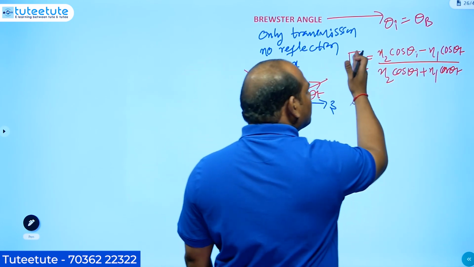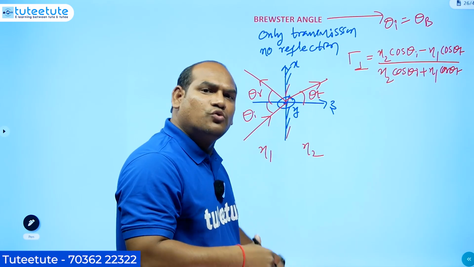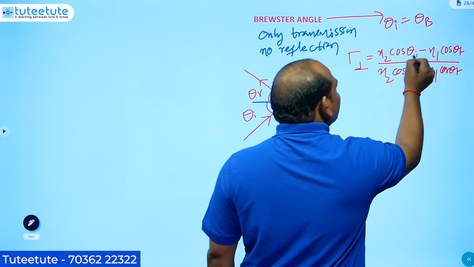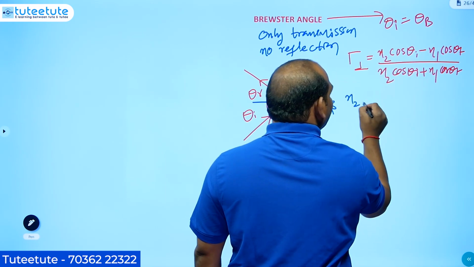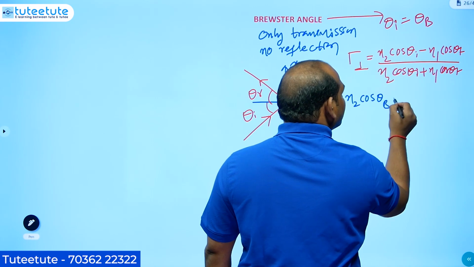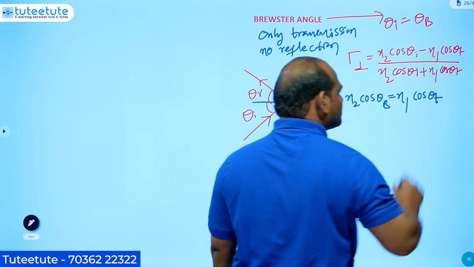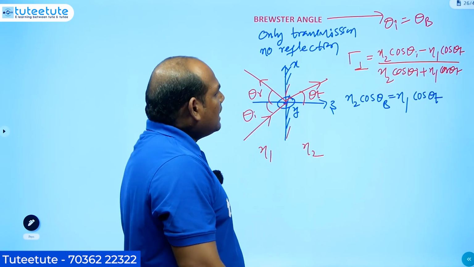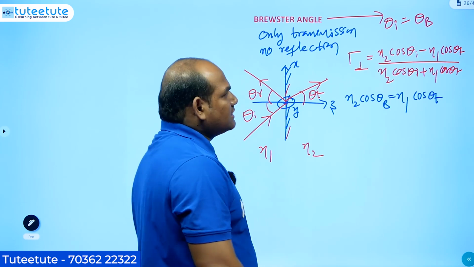Make gamma perpendicular equal to 0 for not having the reflections. That means only transmission. At that time, theta I is equal to theta b. So accordingly, if you substitute, eta 2 cos theta b is equal to eta 1 cos theta t. Like this we can write. And we can further proceed to get the theta b angle.